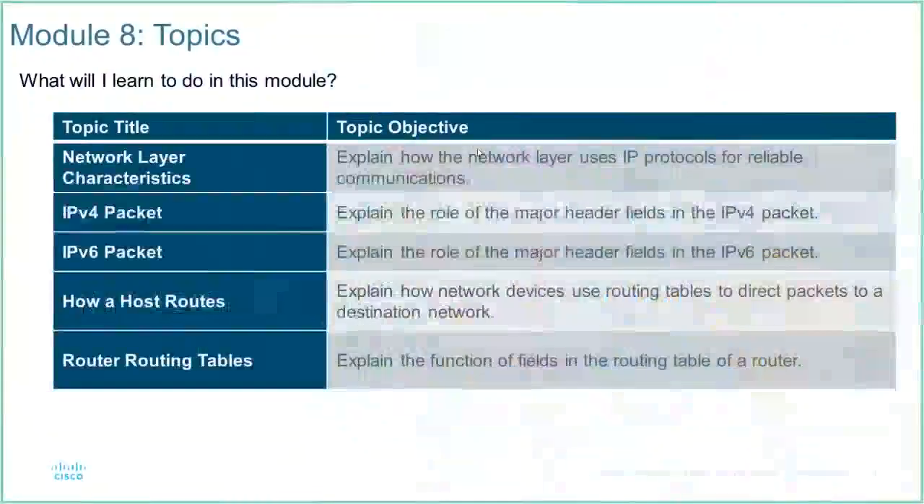So today we'll have a look at what the network layer does, explain how the headers of IPv4 and v6 packets are used, how they generate routing tables, and how decisions are made using those routes.